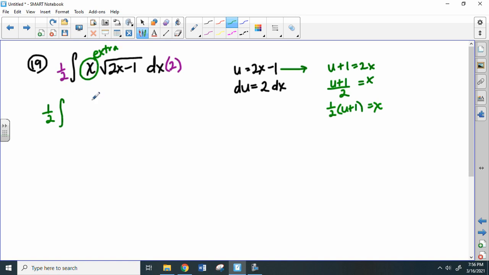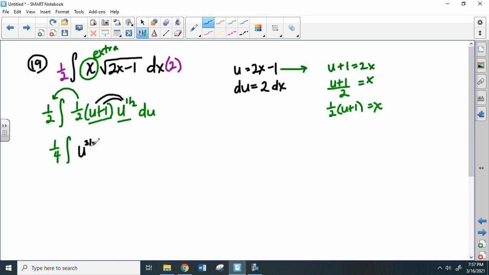My extra is 1/2 times u plus 1. And then the square root is still there, and what's underneath it is u. So this becomes u to the 1/2, and all of this is du. Okay, so what can I do? Well, I can factor this 1/2 out to the front. That makes it 1/4. And then I can actually multiply these by distributing the u to the 1/2.